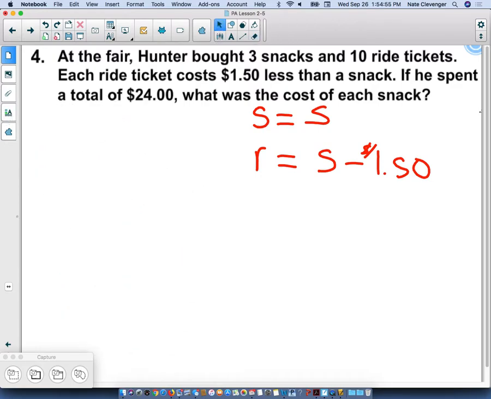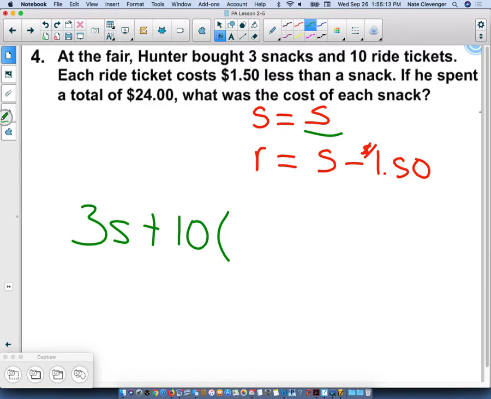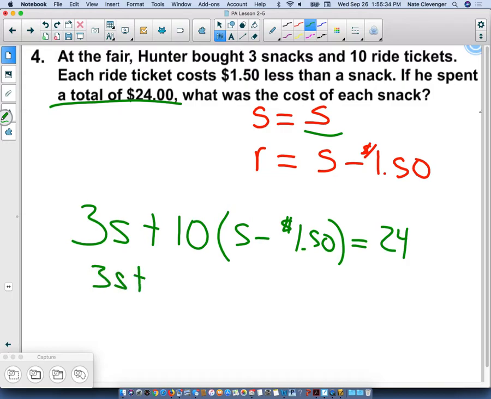So I'm going to get rid of this. He bought 3 snacks. Well, what's the cost of a snack? Class, what's the cost of a snack? S, isn't it? And then he bought 10 ride tickets. So he's going to have 10 times the cost of a ride ticket. What's the cost of a ride ticket? Snack minus $1.50. And that equals the total of $24, which we didn't get to. And then we're going to distribute our 10 through because these aren't like terms. So I'm going to have 3s plus 10s minus 10 times 1.50, which would be $15, equals $24.